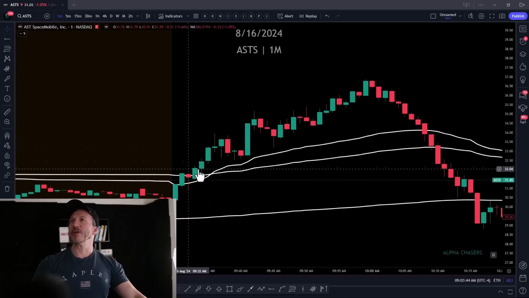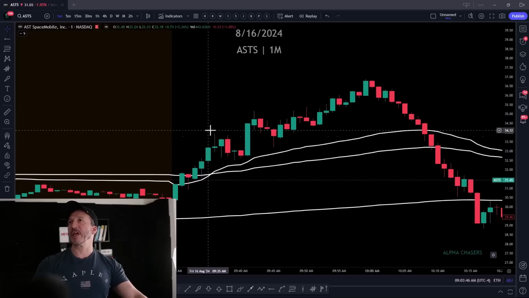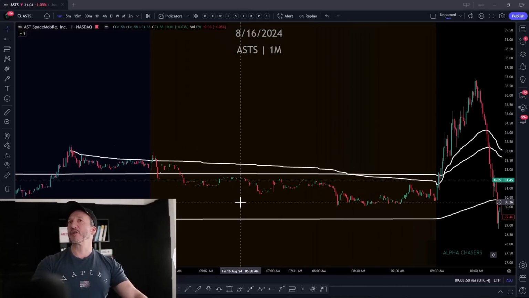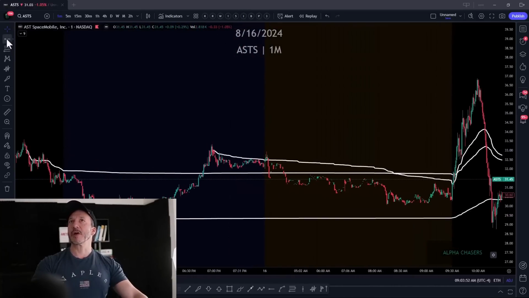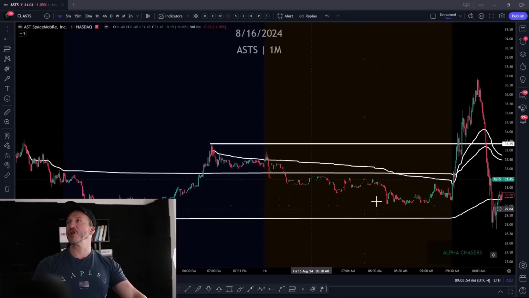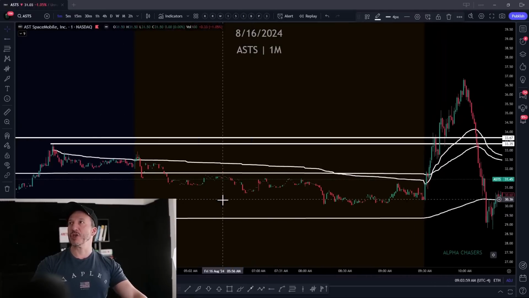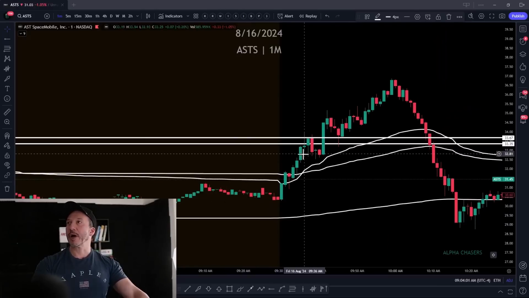So you want to know 1, where are you getting in? 2, where are you getting out? 3, where am I scaling? The easiest way to look at this is to look for demarcation lines. And those demarcation lines could be previous highs where you rejected. I usually scale right into them. I go on the assumption that they're going to fail. So I'm scaling out.